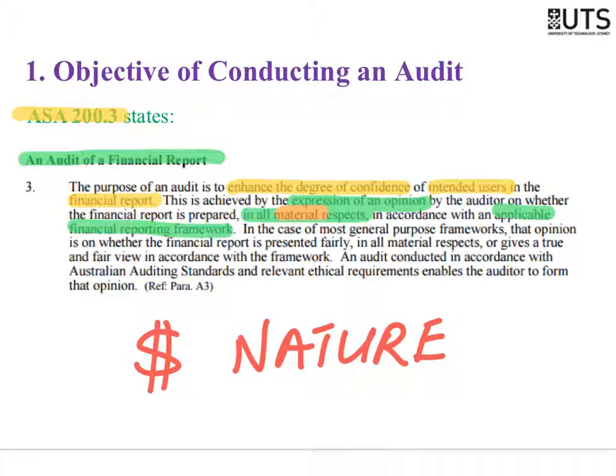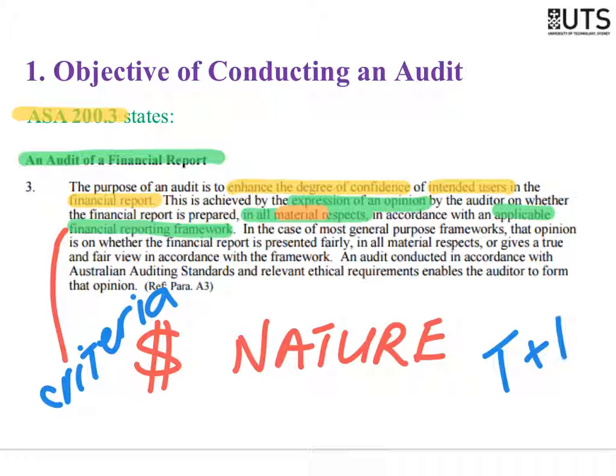Now, let's bring in what we talked about 2 weeks ago. The AASBs are called your criteria. Remember this from 2 weeks ago? Okay, they are the criteria. They are the criteria that we are using to evaluate the information against, to determine whether the information is T and F. What's that? True and fair.